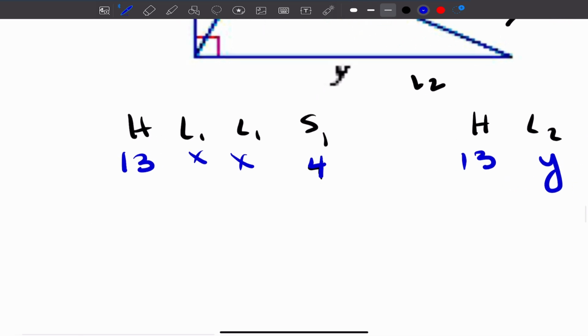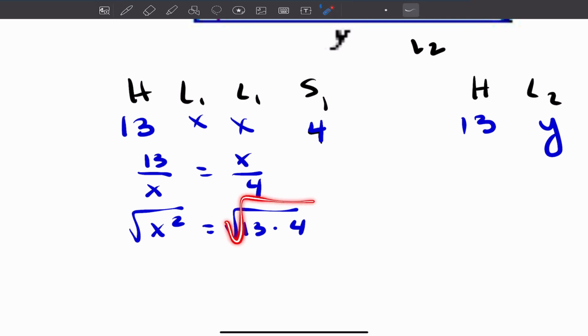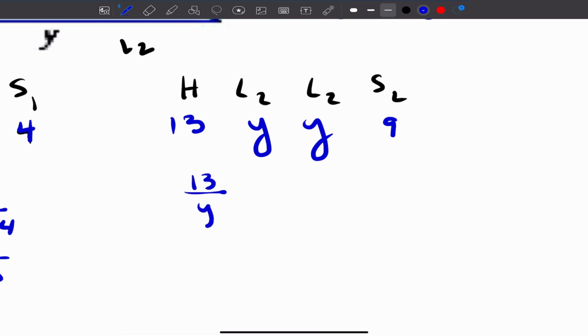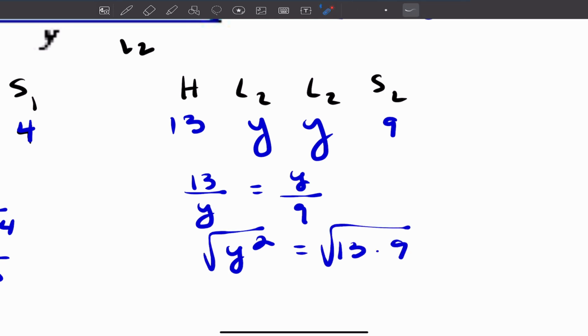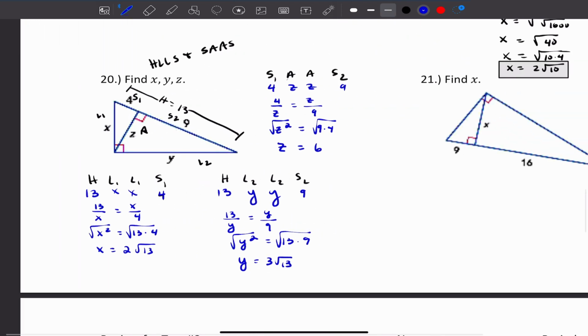For Hills with subnotation 1, you have 13 over x equals x over 4. So x squared equals 13 times 4. Take the square root. You have the square root of 4, which is just 2. So x equals 2 root 13. Hills 2, you do 13 over y equals y over 9. Cross multiply, y squared equals 13 times 9. Take the square root. Look at that, you have the square root of 9. The square root of 9 is 3, so y equals 3 root 13. And that's your answer.